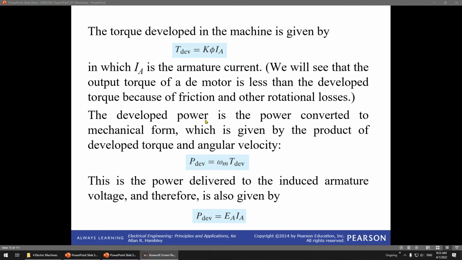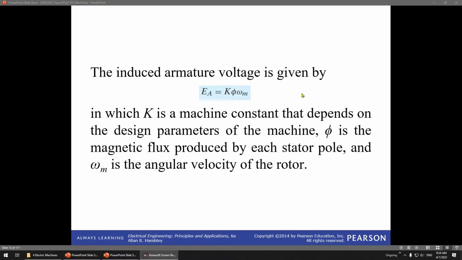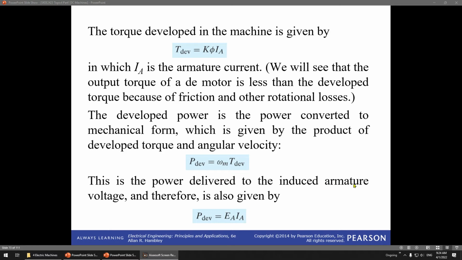The developed power is the power converted to the mechanical form, which is given by the product of the developed torque and the angular velocity. So this is just a standard formula. If you want to find the power, you just multiply torque with the angular velocity. Thus, this is the power delivered to the induced armature voltage. Therefore, it is also given by P equals EA IA. So you have IA, you have EA, and the power delivered to the induced armature voltage is given by this.